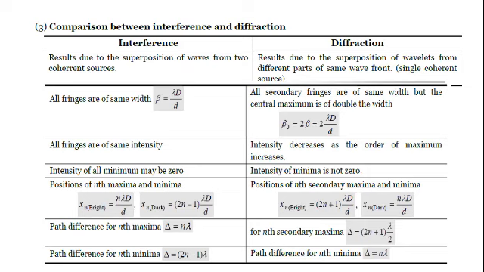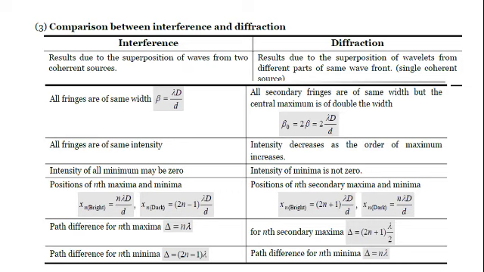If one of the sources in YDSE is closed, it is twice the what, guys? Twice the fringe width of YDSE. Okay, now coming to the next: in interference, all fringes have the same intensity, whereas in diffraction, intensity decreases as the order of maxima increases. See, for first order, second order, third order, fourth order, and so on, all the fringes have the same intensity in interference, whereas for diffraction, intensity decreases. I mean, first order, intensity decreases, second order, intensity decreases, and it keeps on decreasing.